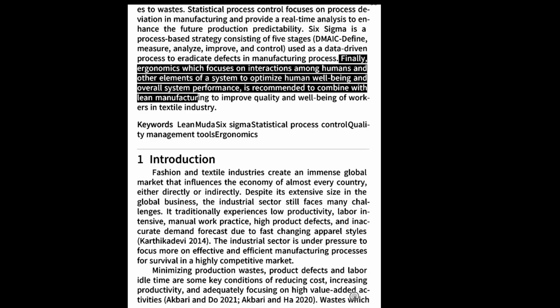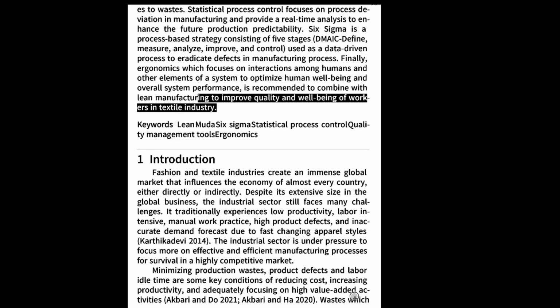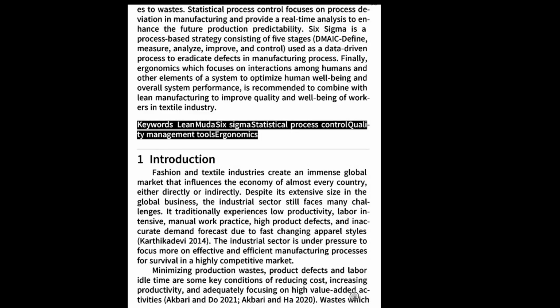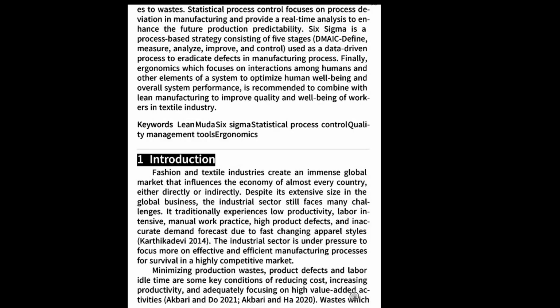Finally, ergonomics, which focuses on interactions among humans and other elements of a system to optimize human well-being and overall system performance, is recommended to combine with lean manufacturing to improve quality and well-being of workers in the textile industry. Keywords: Lean, MUDA, Six Sigma, Statistical Process Control, Quality Management Tools, Ergonomics.